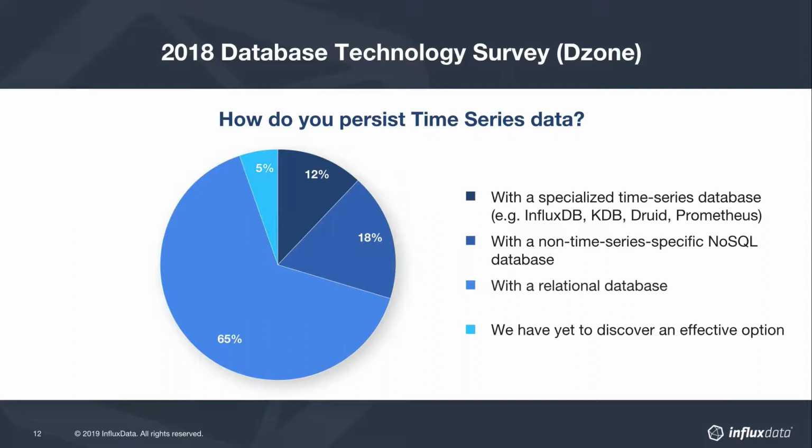So let's see, 18% of people mentioned that they were using a non-time series specific NoSQL database. I thought that was kind of interesting. And 12% of people are using a specialized time series database like InfluxDB, Druid, or Prometheus. So those numbers are telling in terms of what people are comfortable with and what people have had exposure to. And hopefully by the end of this presentation, you will have had more exposure to a time series database and understand some of its utility, where a relational database might let you down.